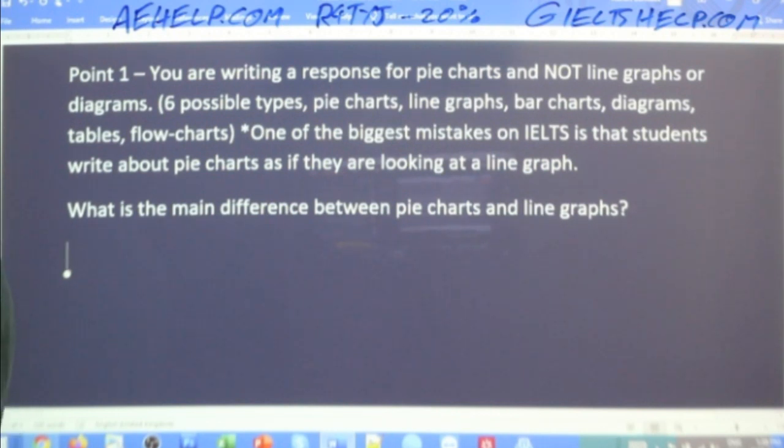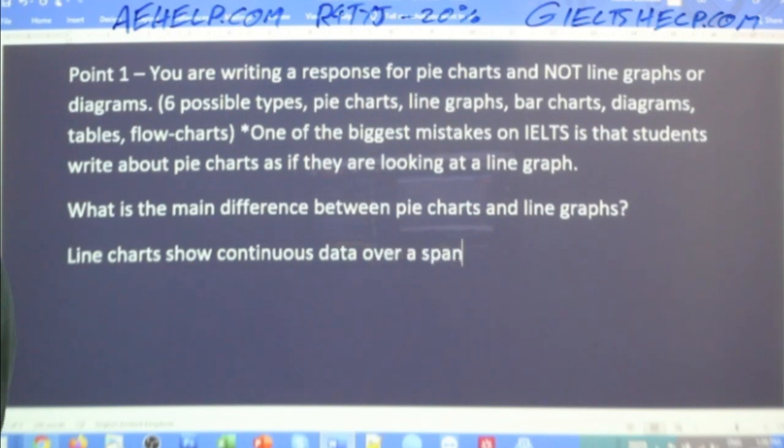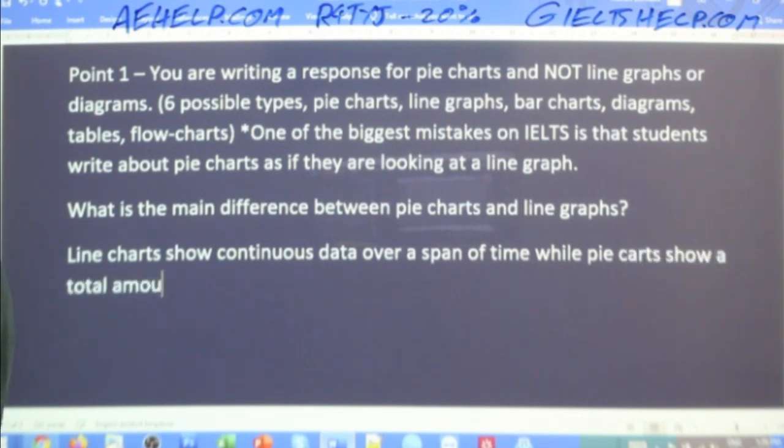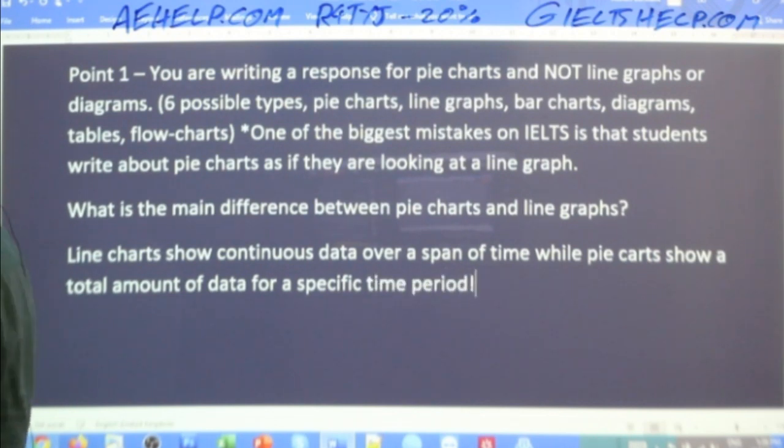So line charts show continuous data usually over a span of time, while pie charts show a total amount of data for a specific time period. Okay, that's super important.